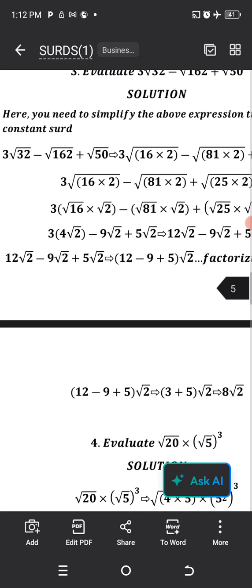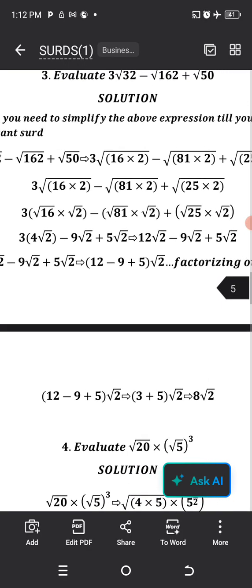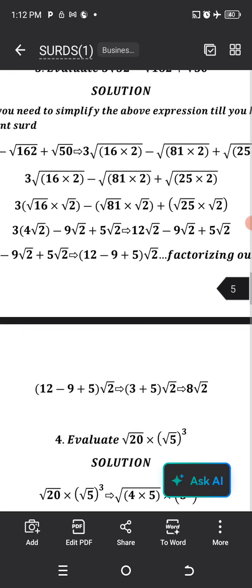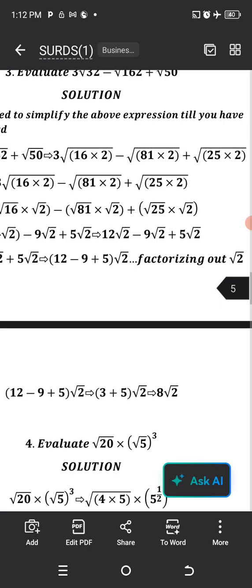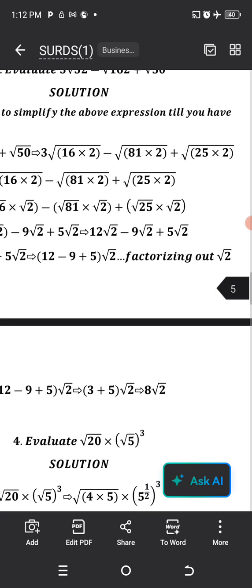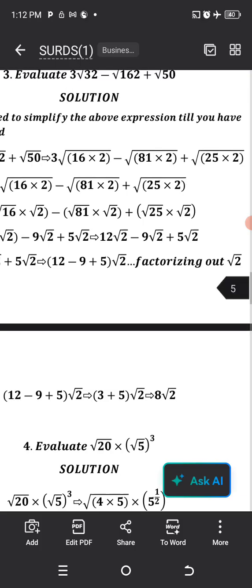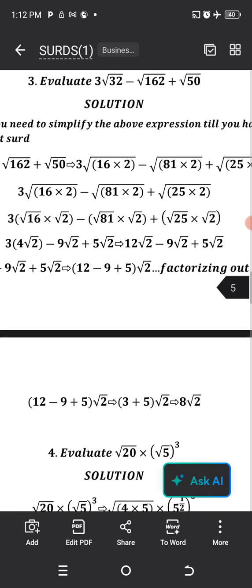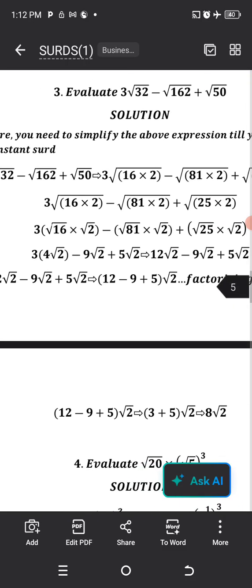Having 3 root 16 times 2, which definitely gives you 32. And the next one is what? 162 can be expressed as 81 times 2, which definitely gives you 162. And the last one is 50. That is 25 times 2. You can see that there is something constant with them, which is the 2. At the back of your mind, you must know that what you are going to derive is a constant of root 2.